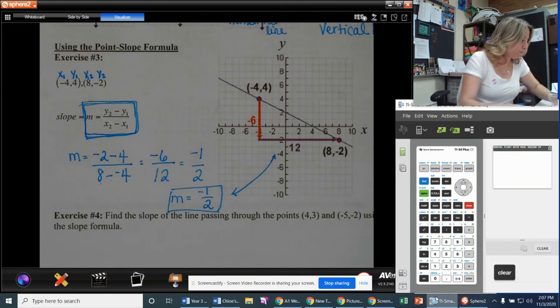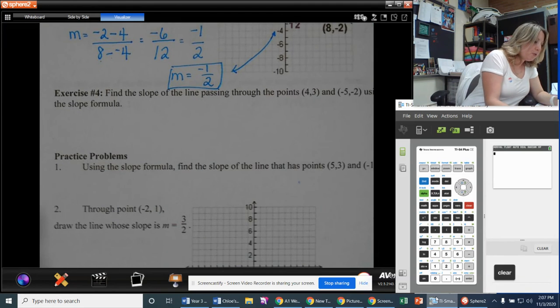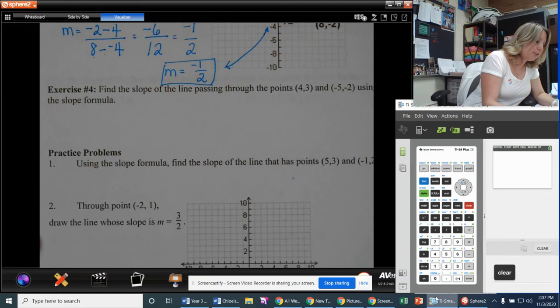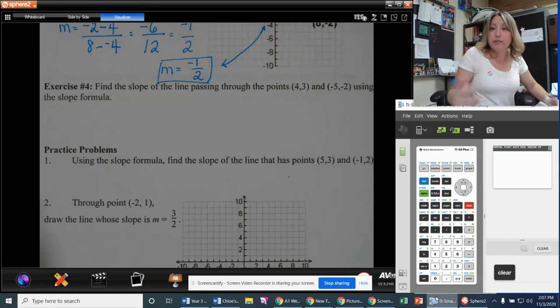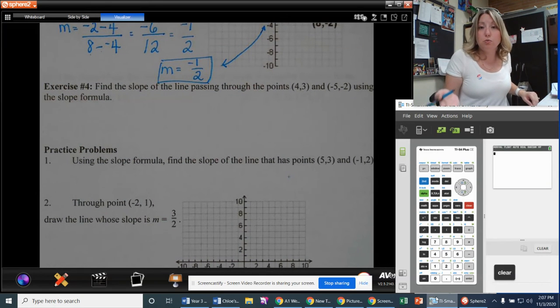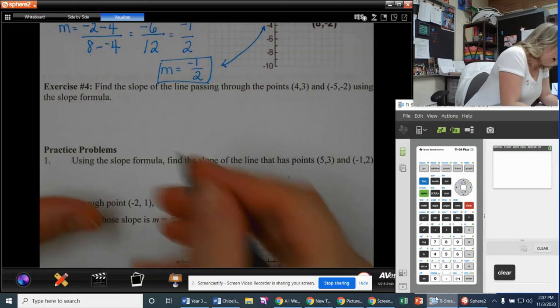Let's keep going. Find the slope of the line passing through the points (4, 3) and (-5, -2) using the slope formula. Well, there it is. I'm specifically told I need to use the slope formula. So I write it out.